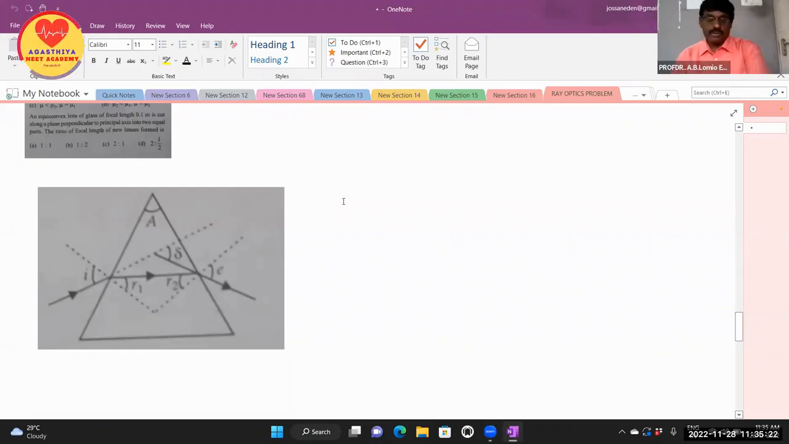Today we are going to see another important concept in ray optics, that is refraction through a prism.